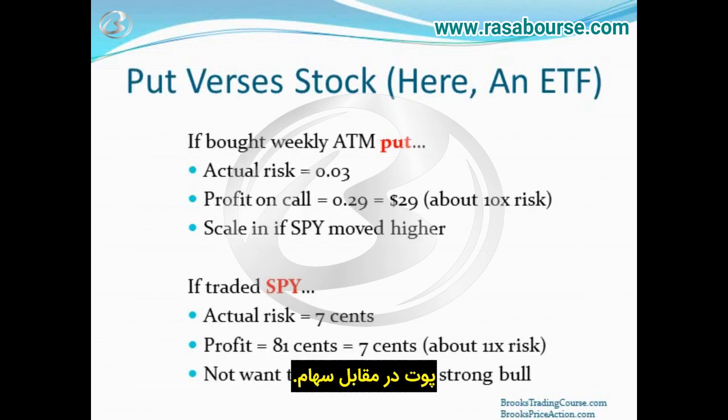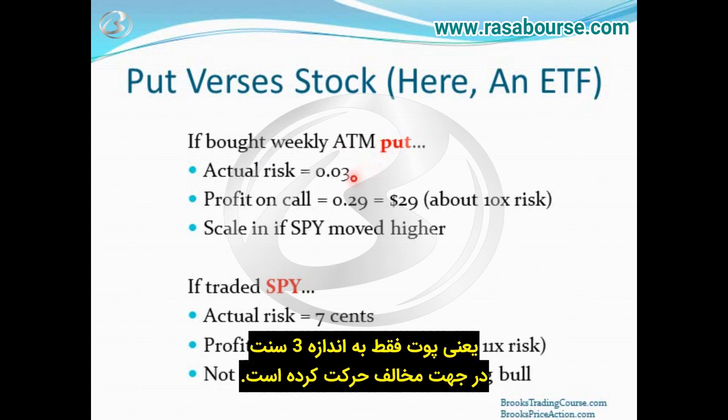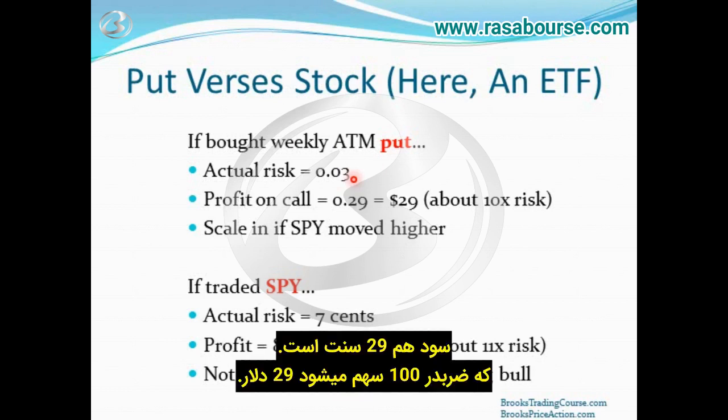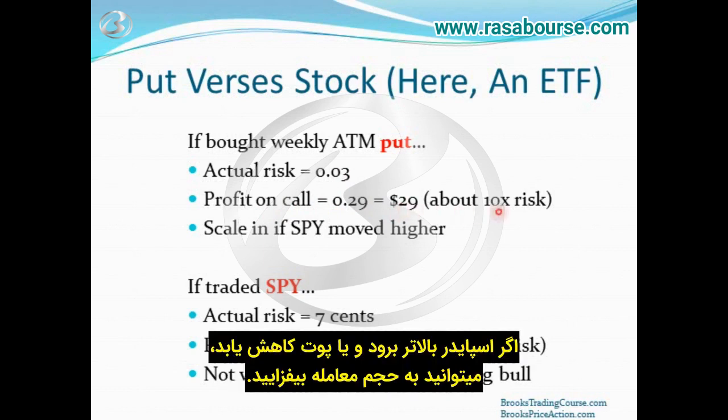Okay, put versus stock. If you bought the weekly at the money put, your actual risk was only 3 cents, and the put only went 3 cents against your original entry price. Your profit on the put, 29 cents, or times 100 shares, $29. So it's about 10 times your actual risk. And you could have scaled in if the S&P moved higher and the put fell in value.